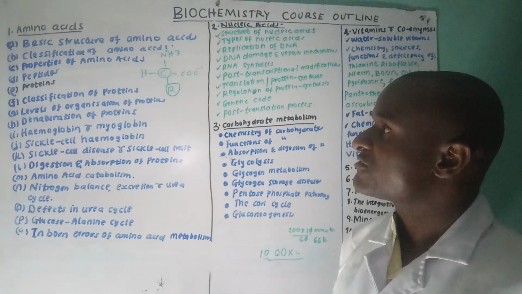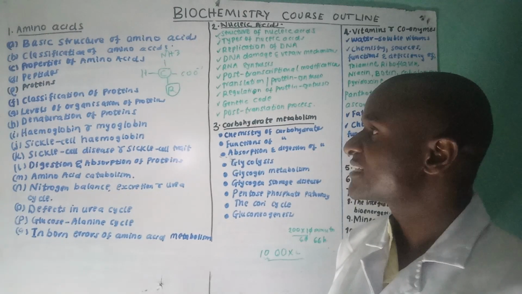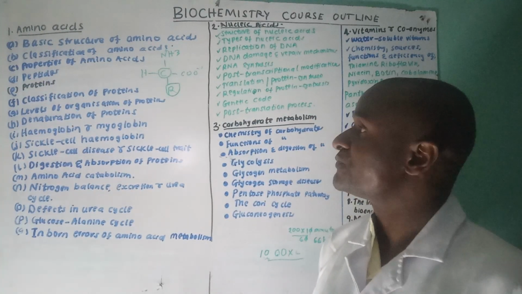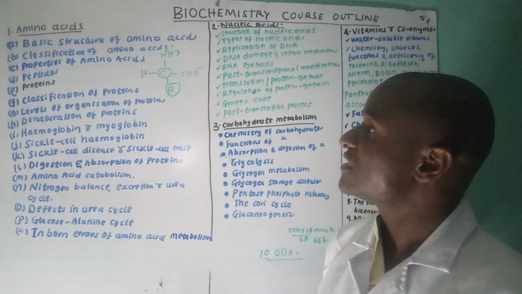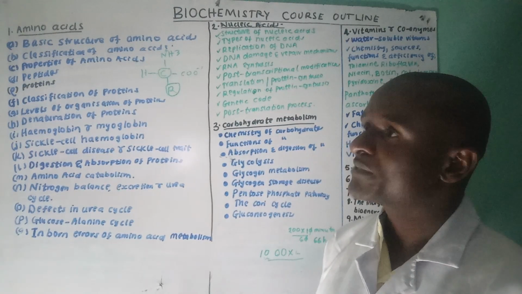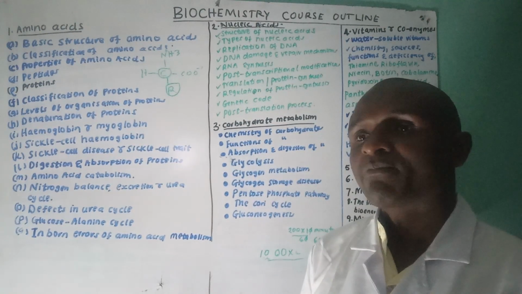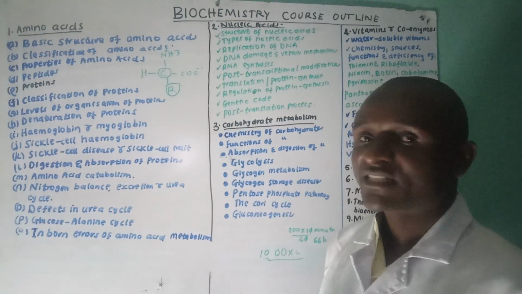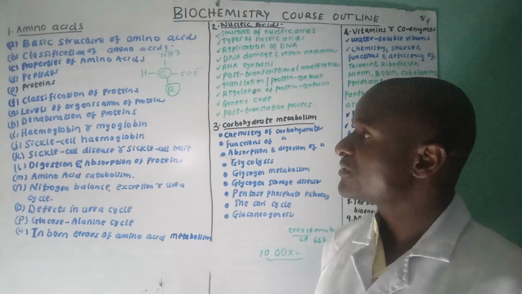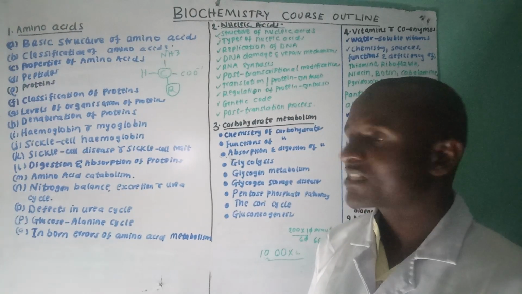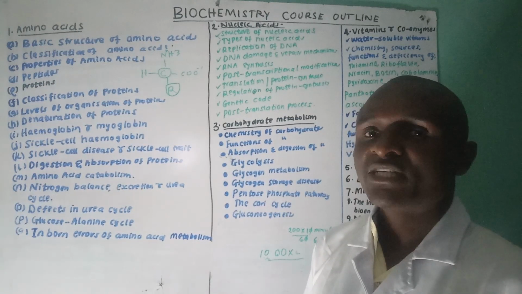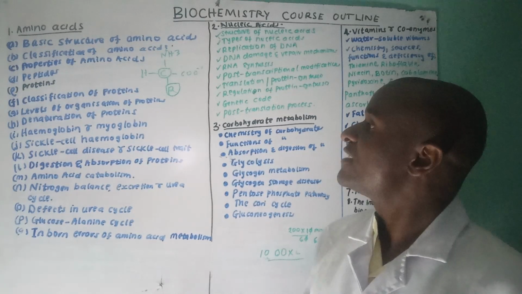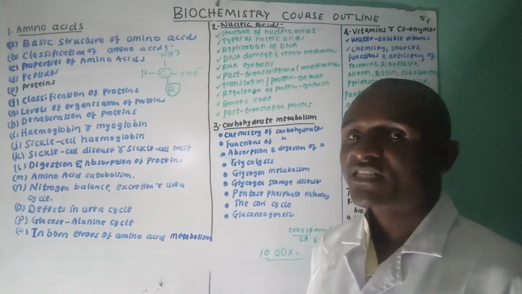Then properties of amino acids, peptides, then proteins. So peptides refers to proteins. That's another name for the proteins. At the peptides, we are going to look at the formation of a peptide bond. That is the combination of one amino acid and the other. Then we shall look at the classification of proteins. Then level of organization of proteins. So we shall be looking at the primary structure of proteins, secondary structure of proteins, tertiary structure of proteins, and so forth.